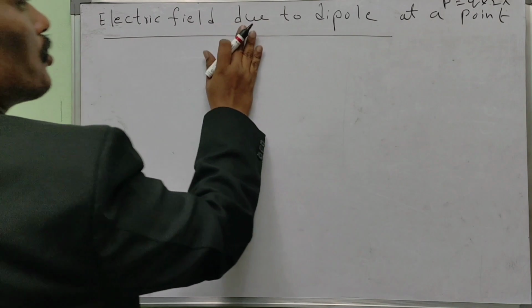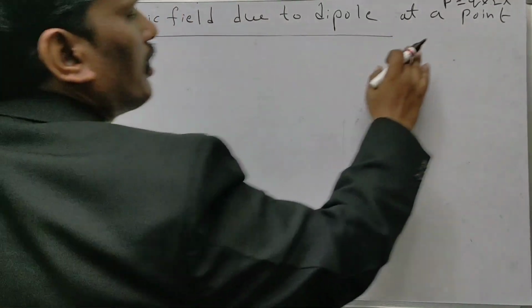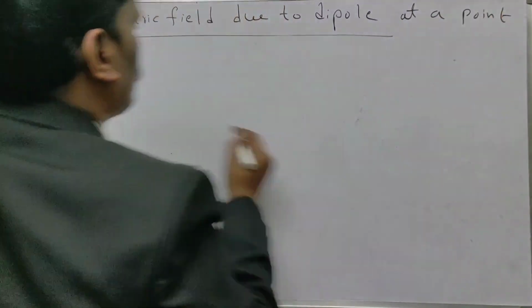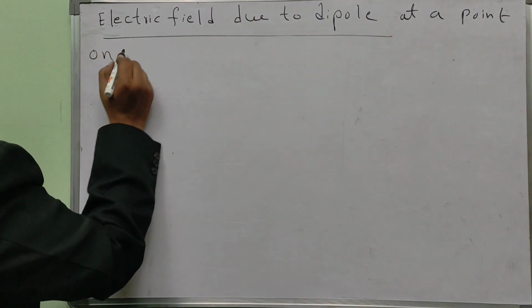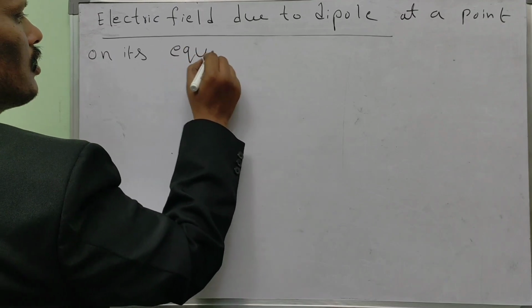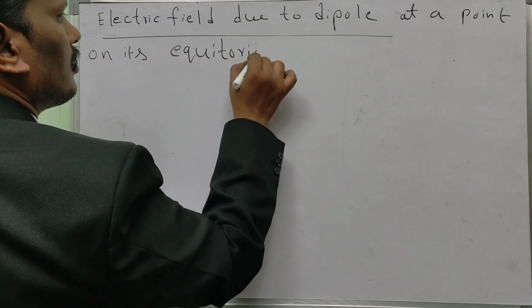Now, electric field due to a dipole at a point on its equatorial line.